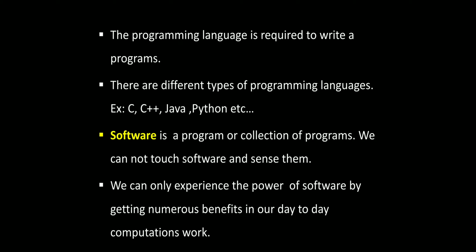This is the software. The first one is computer, second one is programming, third one is program, fourth one is computer programming, and fifth one is software. These five terms are very useful in our programming languages.